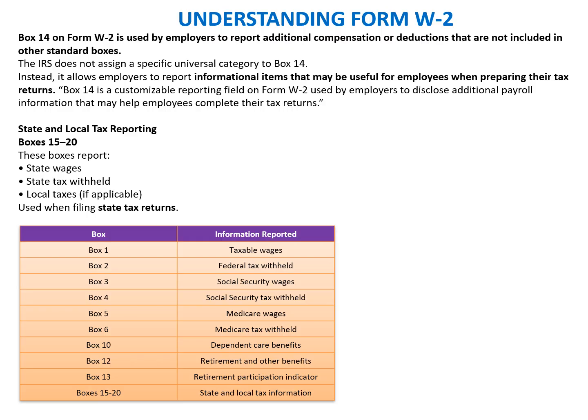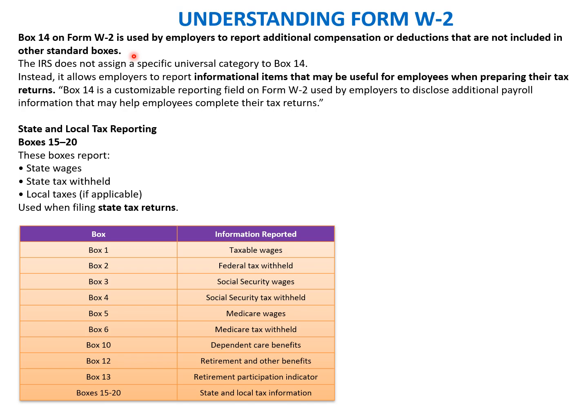Okay, then we have box 14 on the W-2 form, which is basically used by the employer to report additional compensation or deductions that are not included in other standard boxes. So basically this is a placeholder box which includes all the information which is not available in the relevant boxes, the specific information which needs to be provided by the employer.